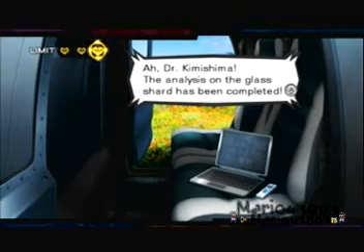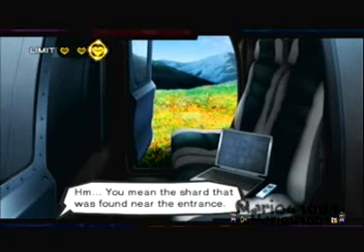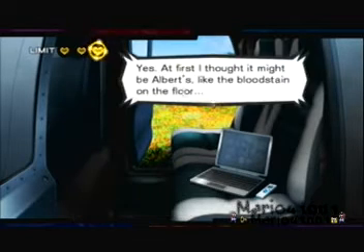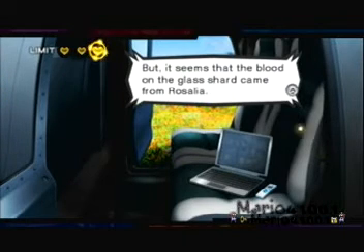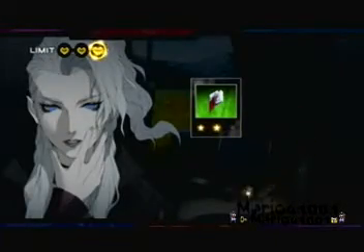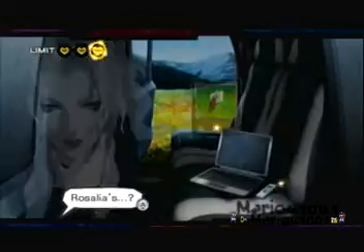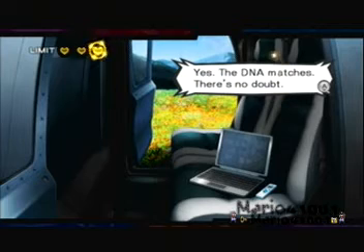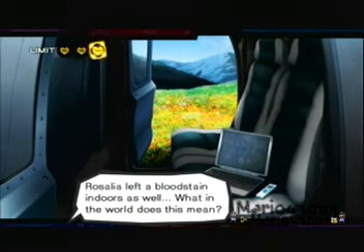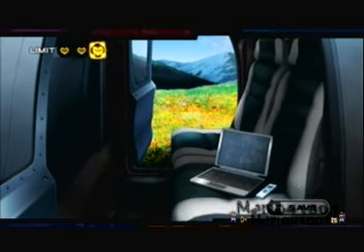The analysis on the glass shard has been completed. Huh, you mean the shard that was found near the entrance? Did you figure out whose blood that is? Yes. At first I thought it might be Albert's, like the blood stain on the floor, but it seems that the blood on the glass shard came from Rosalia. Rosalia's? Yes, the DNA matches, there's no doubt. Rosalia left a blood stain indoors as well. What in the world does this mean?